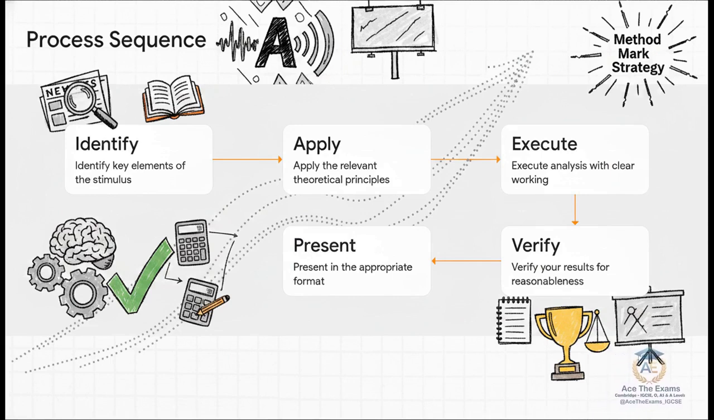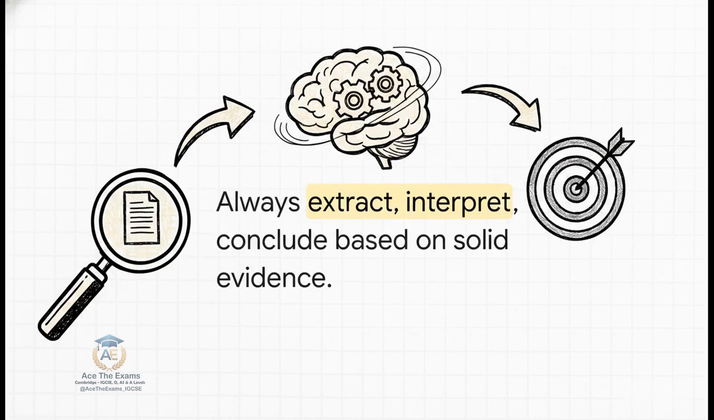We call this the method mark strategy because examiners actively award marks for clearly showing this exact process. Even if your final conclusion at the end of the text block is slightly off, if the examiner can see your logic trail, you are banking incremental loot, method marks, all along the way. You have to prove your mental math on the page. Remember, at its core, this topic is a massive data interpretation puzzle.